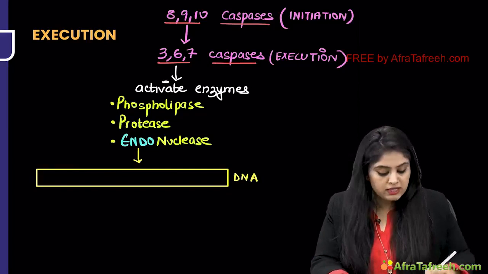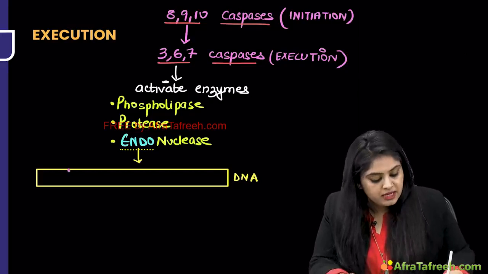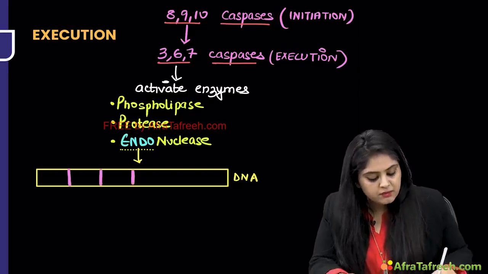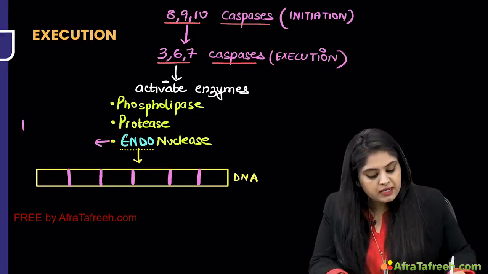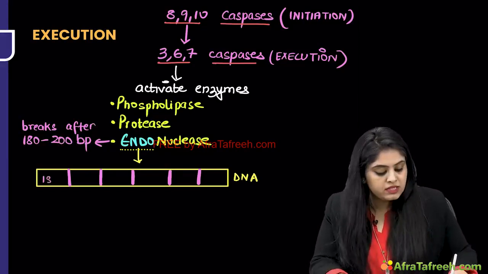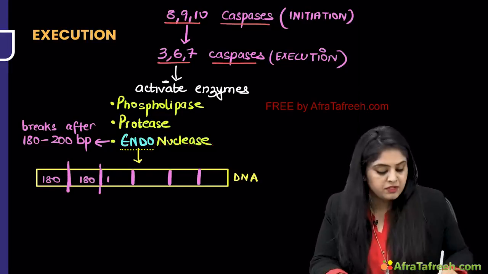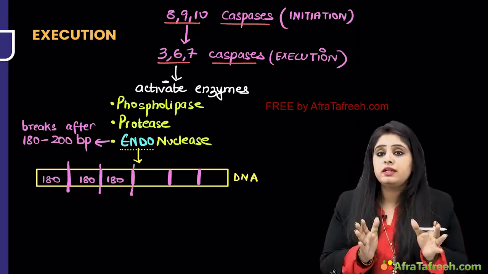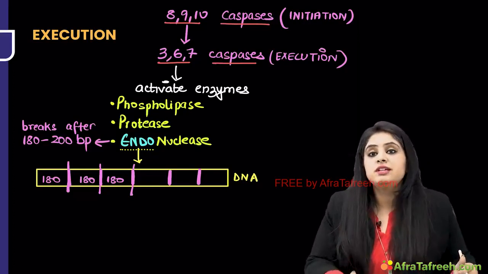No. Why am I calling it endonuclease? What is its special property? It says I will break at regular intervals. At what intervals? Please remember, it breaks after 180 to 200 base pairs. As soon as 180 base pairs are done, it will break. After another 180 base pairs, break. After another 180, break. So it follows a rule in life. It has a principle in life. 180, break. 180, break. That is how an endonuclease works.